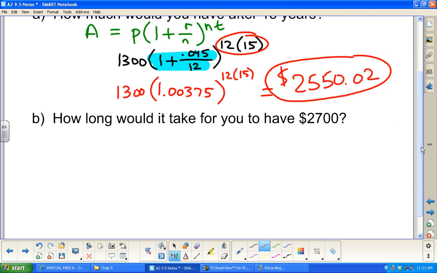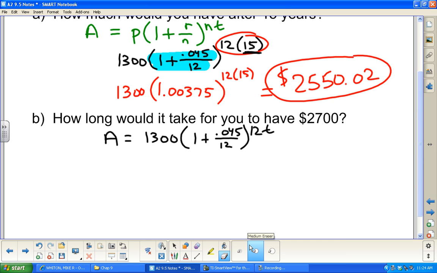Okay, so part B. How long would it take to have $2,700? So let's go back to the beginning. We have the 1300. You're putting that in an account. You want to know how long it's going to take until that reaches 2,700. So if you think about the equation, let's just rewrite it here. A equals 1300 times (1 plus 0.045 over 12). Now here we know n, but we don't know t. I don't know that it's 15 years. That's where the variable is. And the $2,700 is the ending amount.